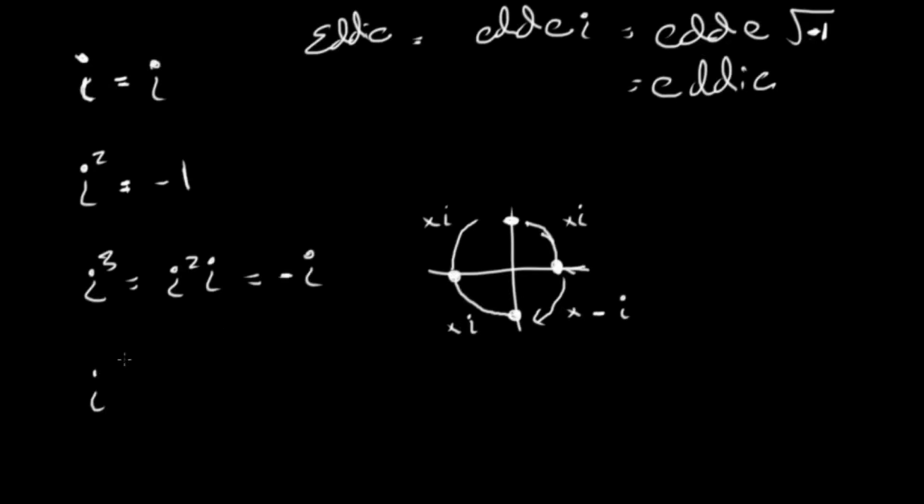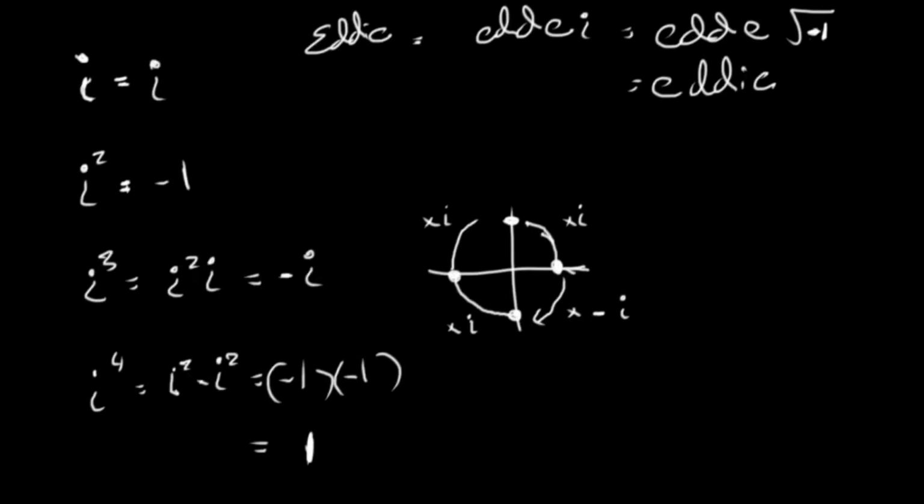What's i to the 4th? Well, that's going to be i squared times i squared, which is negative 1 times negative 1, which is functionally equivalent to multiplying by 1, so no dilation at all.